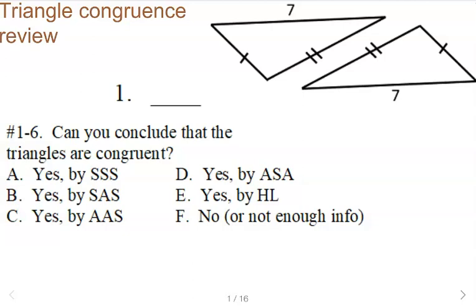Sometimes they give you enough information and sometimes they don't. So we do have to keep in mind that they might not give you enough information to prove that the triangles are congruent. All right, so for number one here, we've got two pairs of sides that are congruent, and then this third pair have the same measure. So by the definition of congruence, we can say they're congruent. And so by side-side-side, we can say these triangles are congruent.